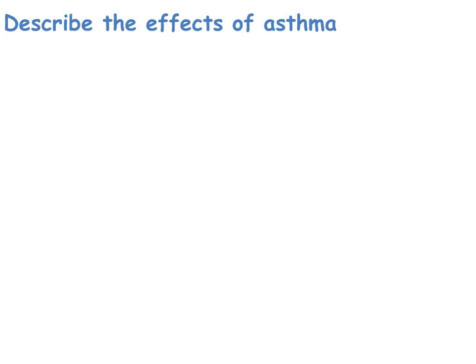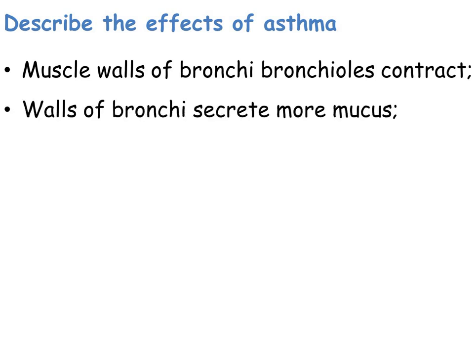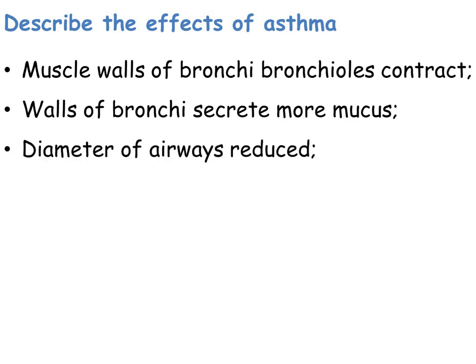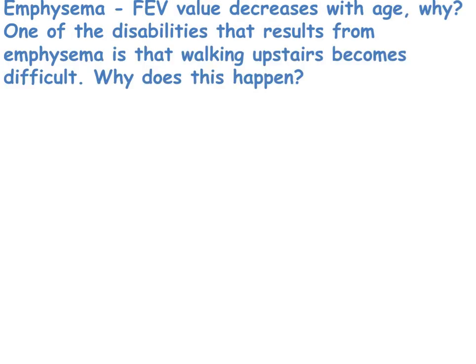Describe the effects of asthma. The muscle walls of the bronchi or bronchioles contract. The walls of the bronchi secrete more mucus. Therefore, the diameter of the airways is reduced. Therefore, the flow of air is reduced.